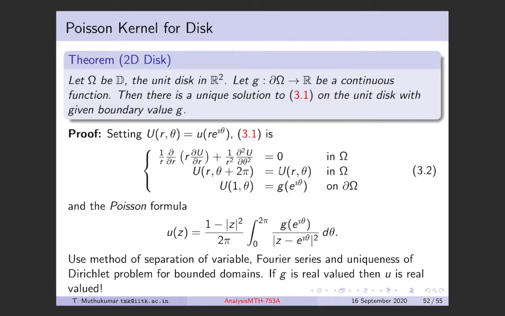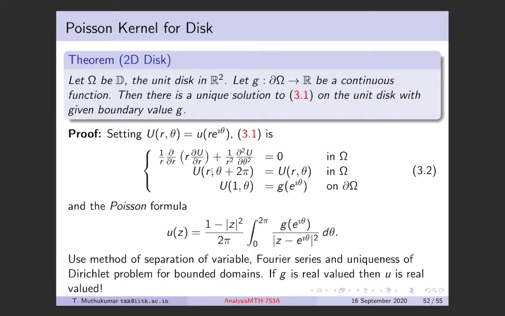So this boundary condition basically means the periodicity condition of the theta variable, because now theta is the argument, and this is the boundary. So this is the condition on the boundary of the circle. So here omega is the unit disk D. So 3.1 can be written in the polar form, and then you use the separation of variables. You assume that the variables r and theta in u can be separated. So use separation of variables, plug it in here.